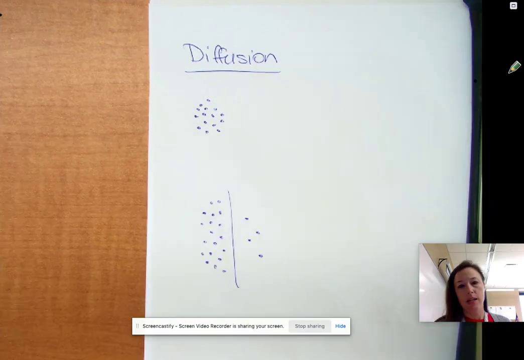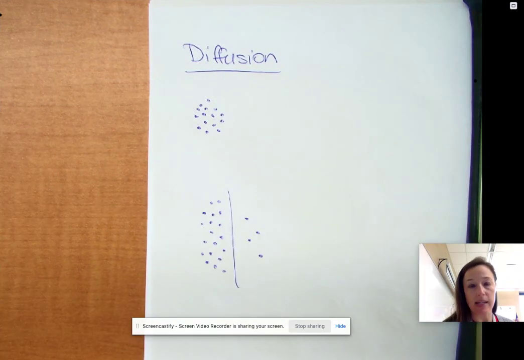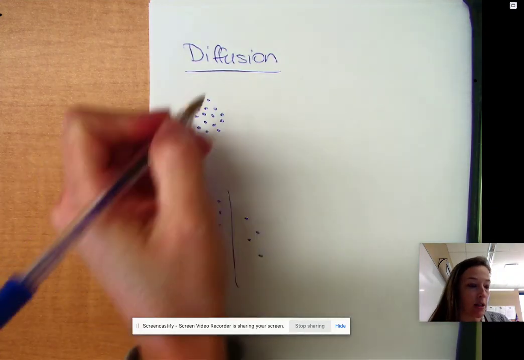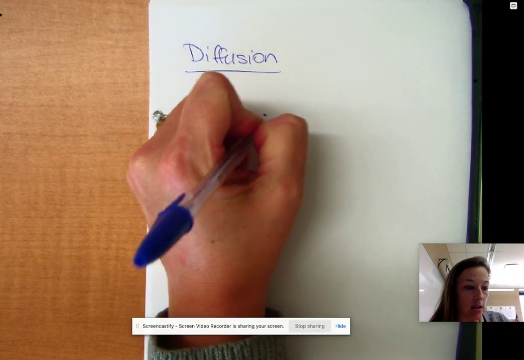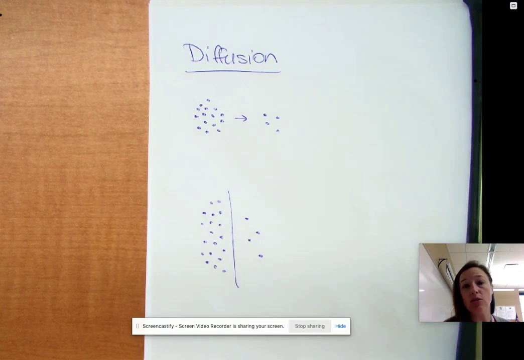All right, so this is a quick video on diffusion. It says I can describe diffusion and I can give examples. Diffusion is simply the movement of molecules from a high concentration to a low concentration. Okay, it's going to be due to random movement. Molecules are always in motion.